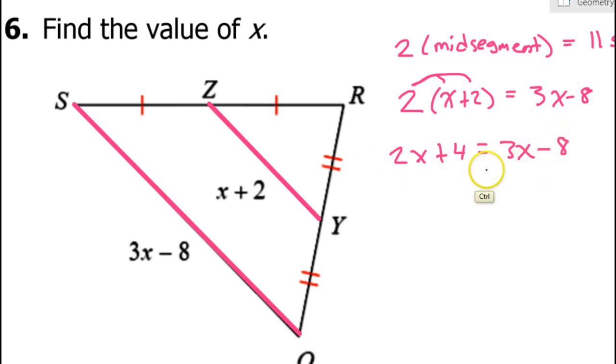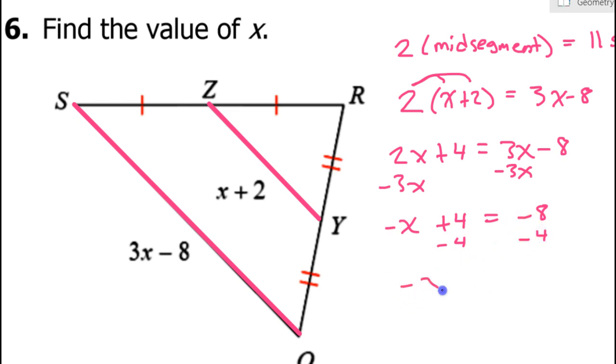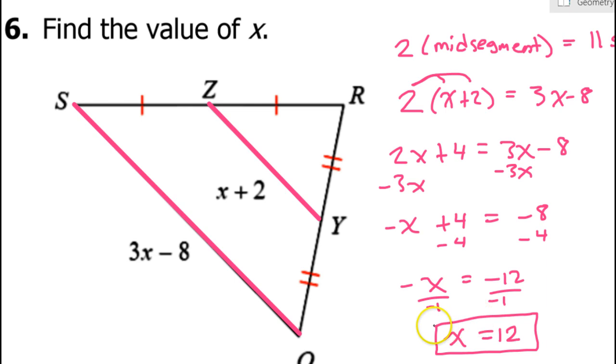Let's get these x's together, so I'm going to subtract 3x from both sides. That will give me negative x plus 4 is equal to negative 8. Getting x by itself begins with subtracting 4 from both sides, so negative x is equal to negative 12. And finally, I will divide both sides by negative 1, which gives me x is equal to positive 12. And for this problem, that's all I was supposed to do.